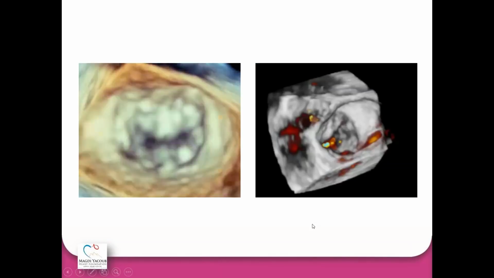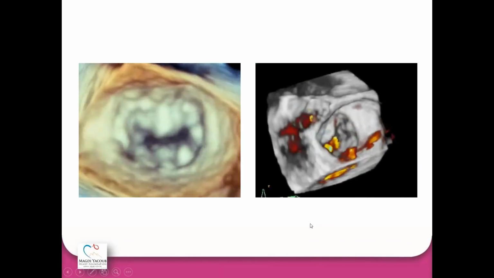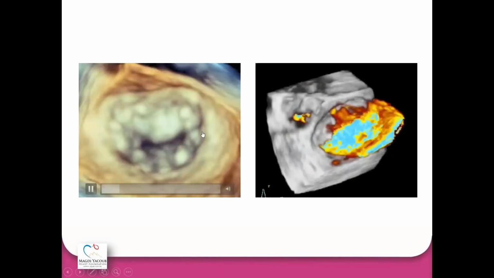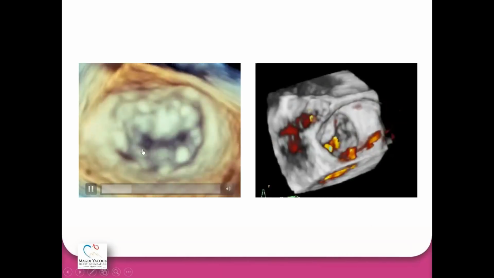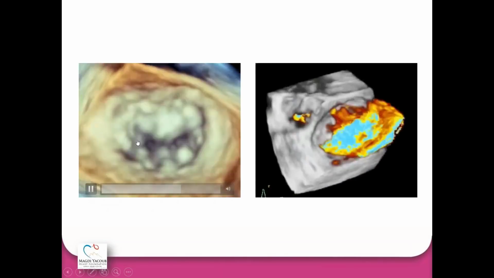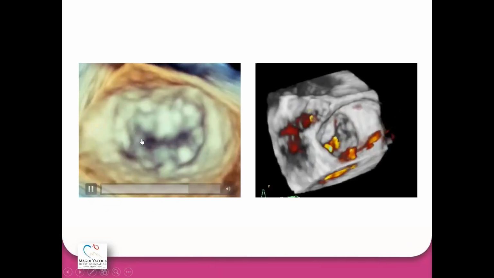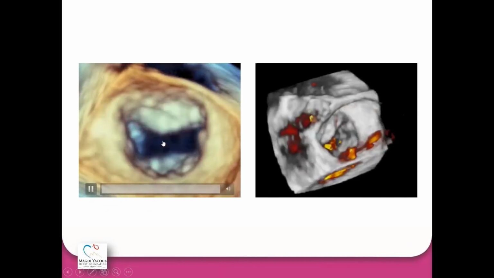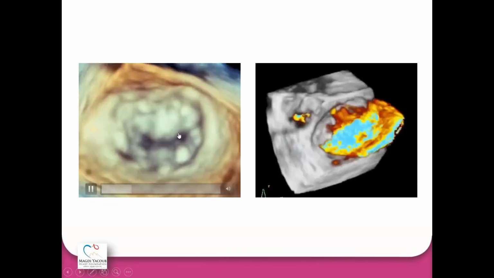Before transseptal puncture, as an echocardiographer, especially if you are utilizing 3D echocardiography, we will have a very good opportunity to look at the whole mitral valve in one view from the left atrial perspective. This view is what we call the surgical view of the mitral valve, because this is the view that the surgeon sees when they open the left atrium.